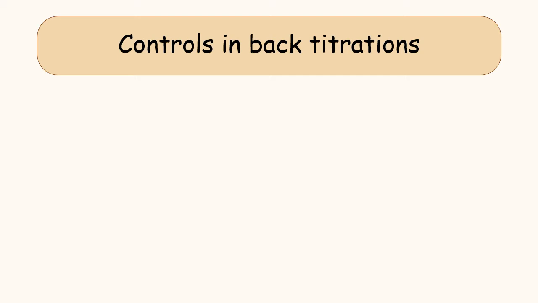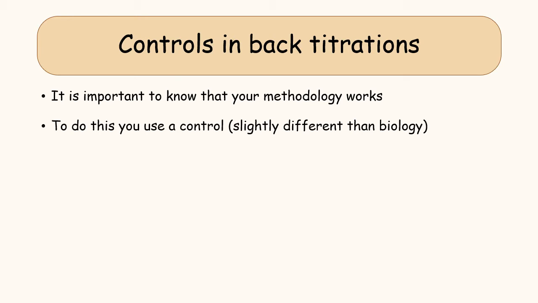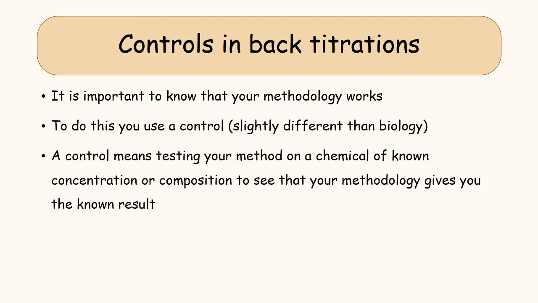Now, in back titrations and in many volumetric analyses, we need to use a control. And in chemistry, particularly in analysis, a control is not the same thing that you would say in biology. A control is not to prove that your results are coming from the thing that you've changed, which is what it is in biology. A control in chemistry, in analysis, is something that you do to prove that your methodology actually works.